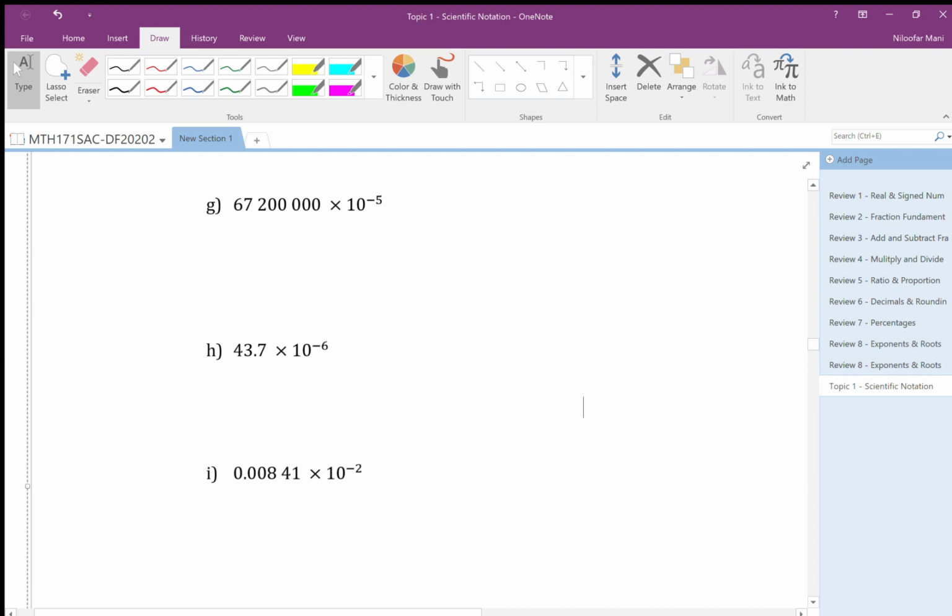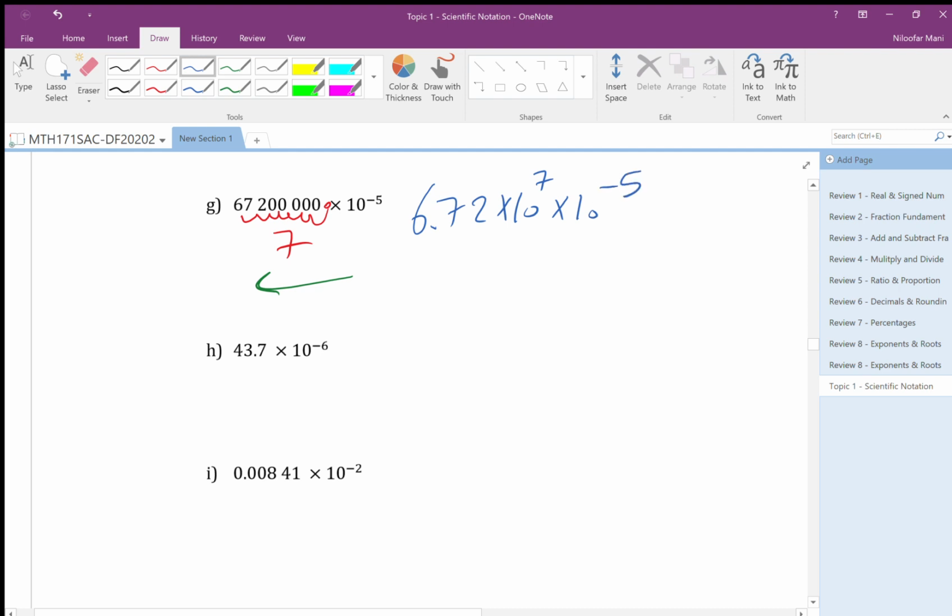Okay, so how about this? Do I have a decimal? No, I put it here. How many moves do I have? 1, 2, 3, 4, 5, 6, 7. So I have 7 moves in this direction. So it is 6.72 times 10 power 7, multiple 10 power minus 5, which is 6.72 multiple 10 power 2.